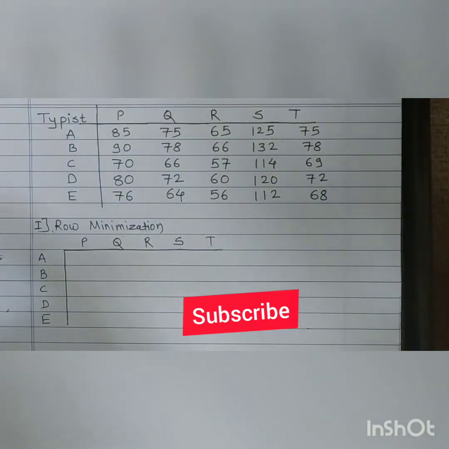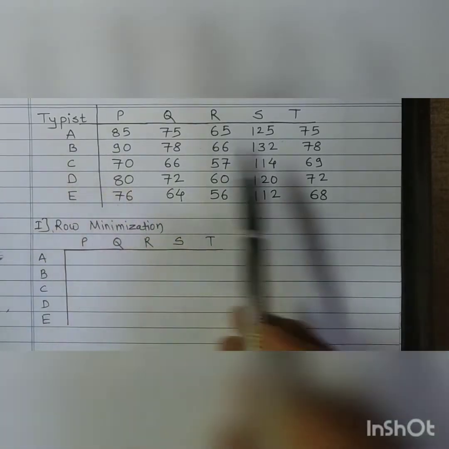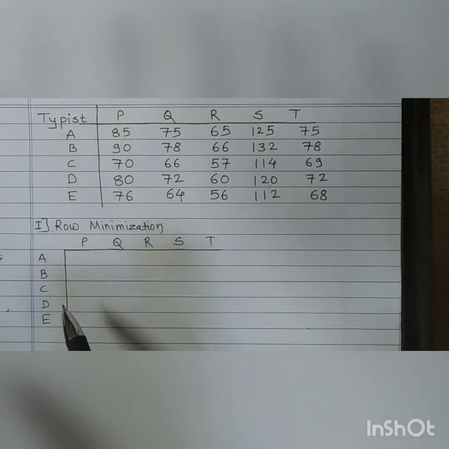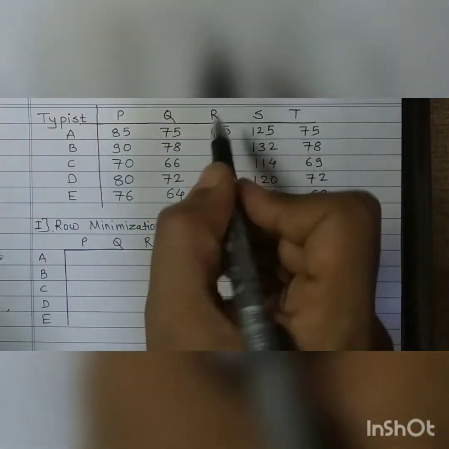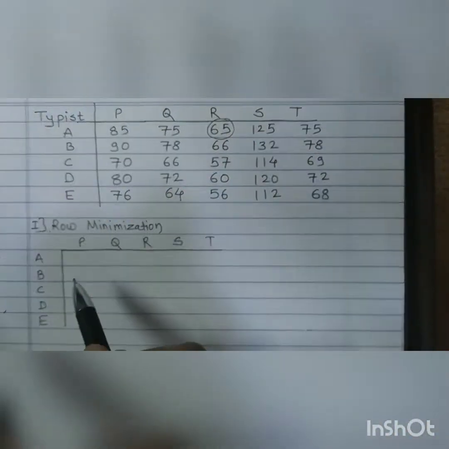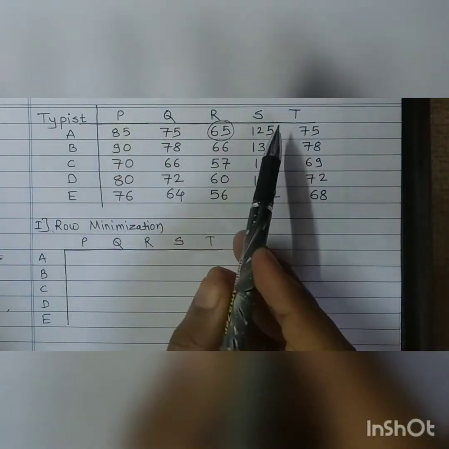So we will start with the very first step, that is row minimization. From each and every row you have to select the minimum value and then subtract that value from each and every element of that row. I will take one example. In the first row the minimum value is 65. So you have to subtract this 65 from each and every element of the first row.